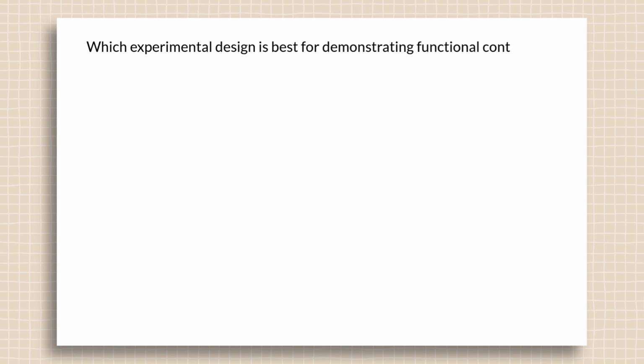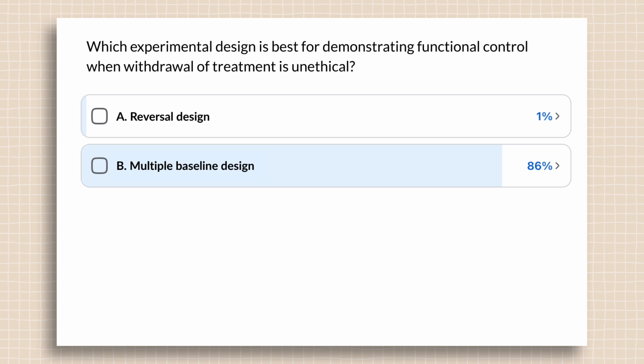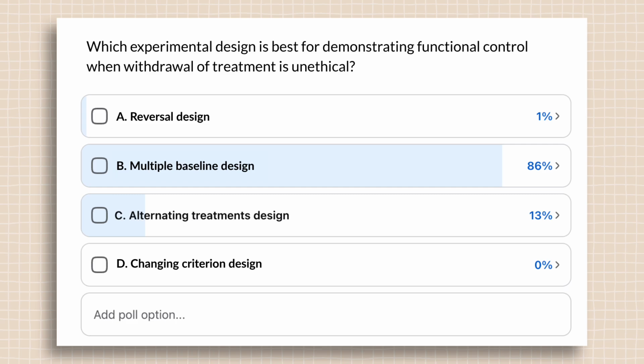Okay, let's jump in. Today's question says, which experimental design is best for demonstrating functional control when withdrawal of treatment is unethical? A, reversal design, B, multiple baseline design, C, alternating treatments design, or D, changing criterion design. So what's wrong with this mock question?